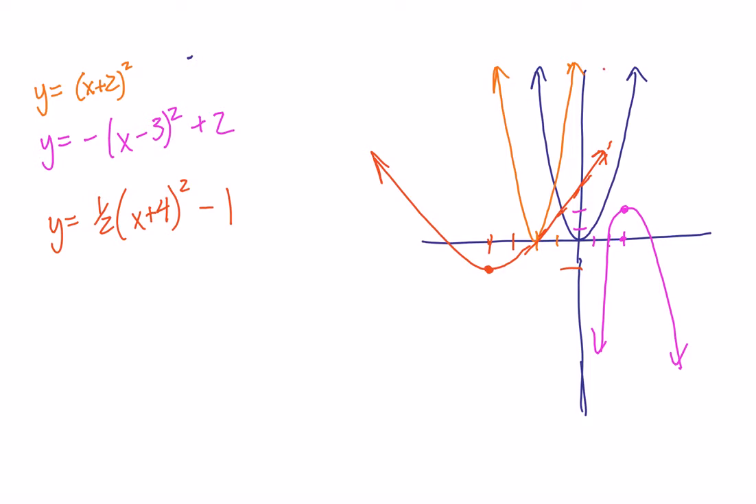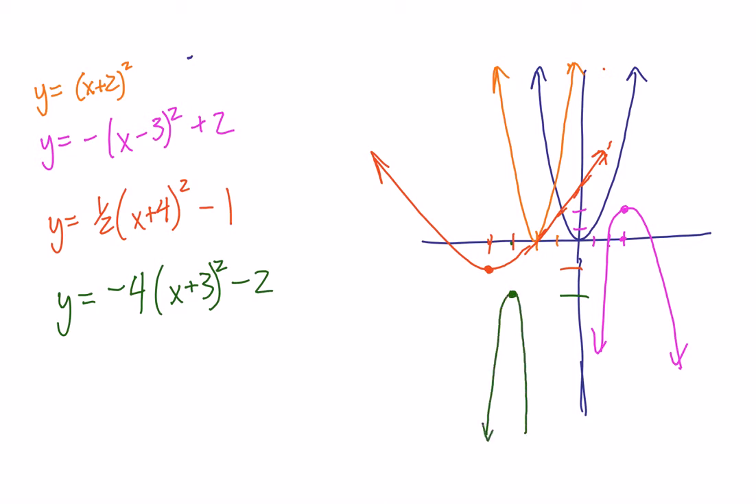So I'll pick a different color here. So let's do y equals negative 4 times x plus 3 squared minus 2. So once again, our vertex is going to be at minus 3, minus 2. So it's going to be down here somewhere. The negative means we're going to go upside down, and the 4 means it's going to be 4 times taller, so it's going to be pretty skinny, upside down, something like that. And that's good enough for today.